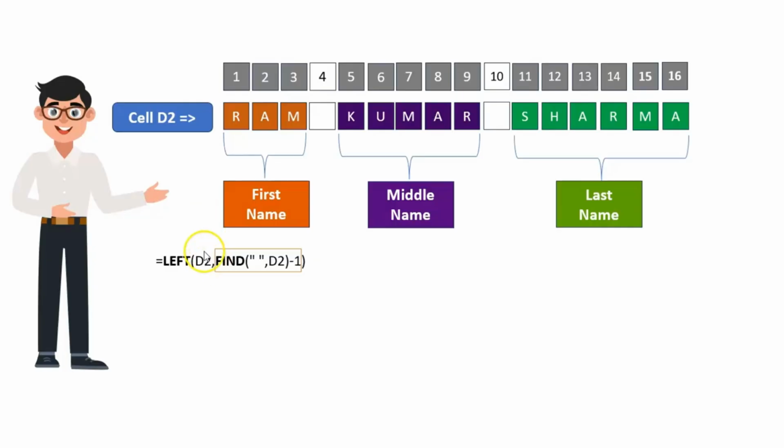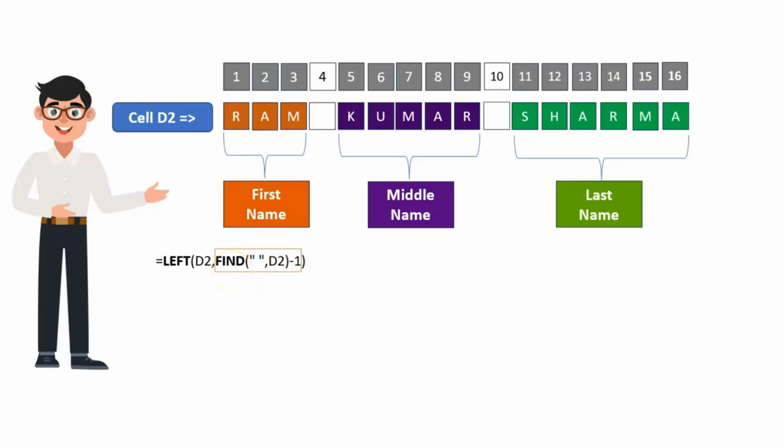The value of the input string in our case is Ram Kumar Sharma, and the second argument is going to be the number of characters that we want to extract from the beginning of the text or string, and we will get the value of the argument 2 from the output of execution of this formula. Let us first execute the find function.